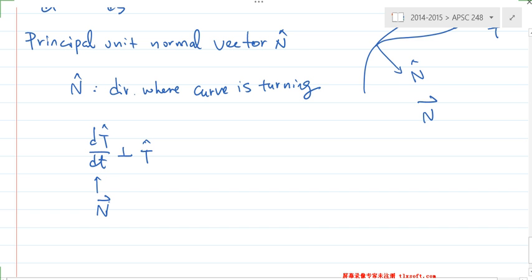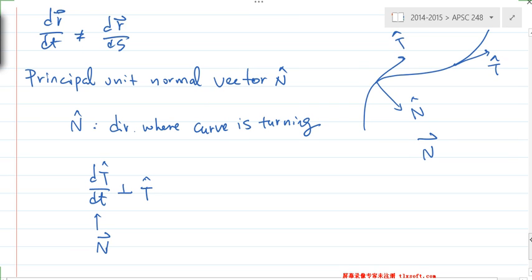So I'll show you a slightly different explanation here. Why does dt hat over dt, which represents n, in the same direction as n hat, represent the direction the curve is turning? You can think of it like this.